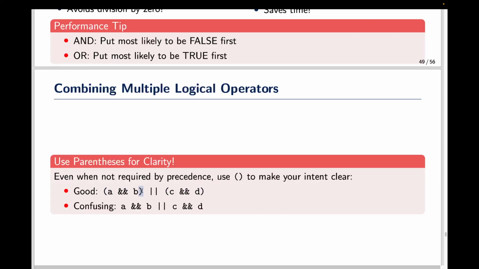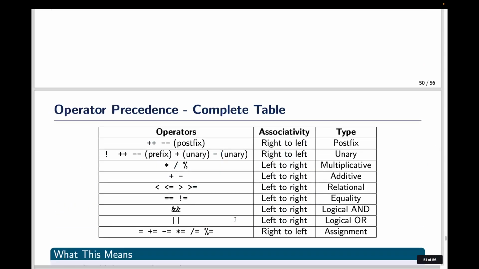But if you don't put the parentheses, it will be difficult for you to find out whether to do A and B first or B and C first. For this purpose, there is a total precedence table.